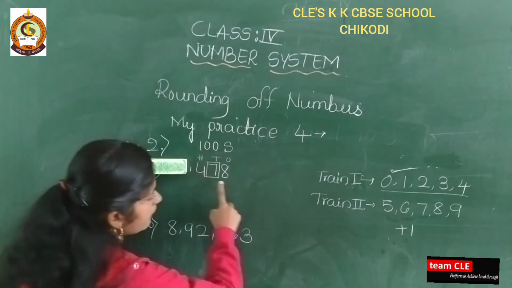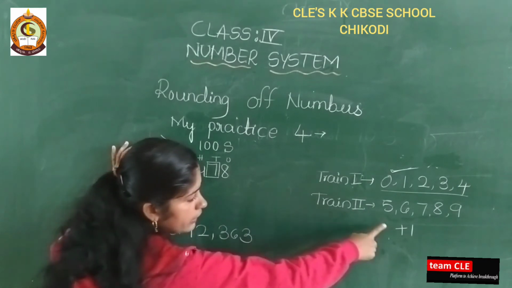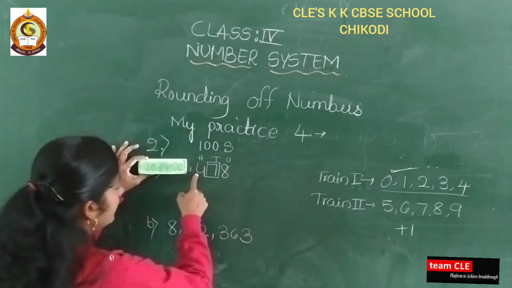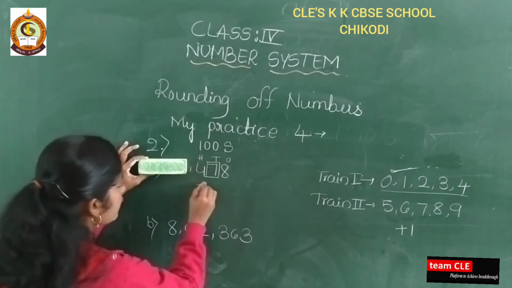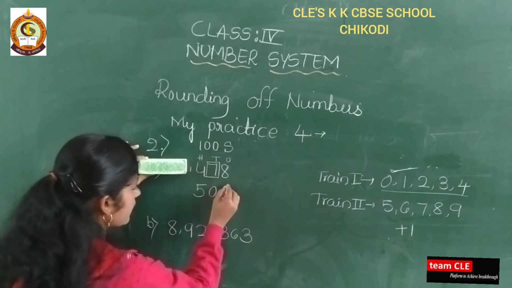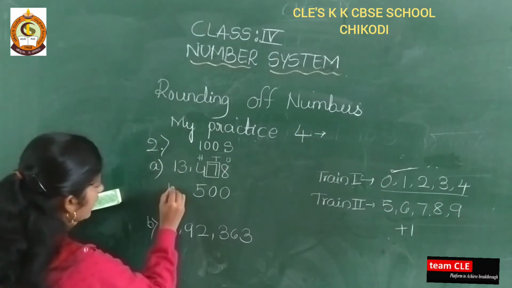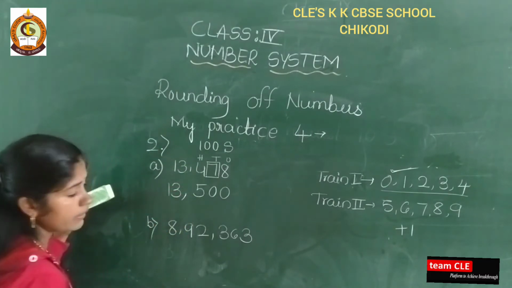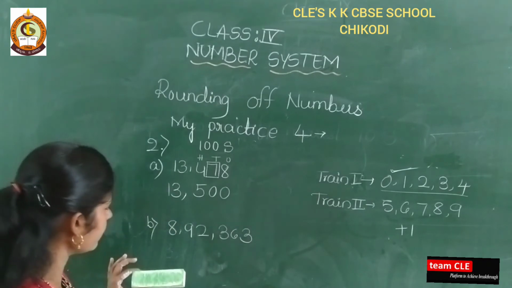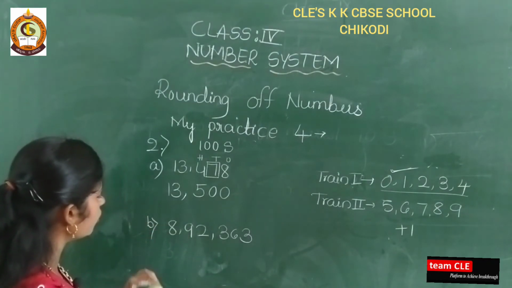Hundreds is there, which means you need to see the tens place. Okay, so see 7 is there in tray number 2. Then you need to add 1 in the 100 place. 4 plus 1 is 5 and the remaining digits become 0. But don't write only 500 here. You have to write this also. So 13,500.